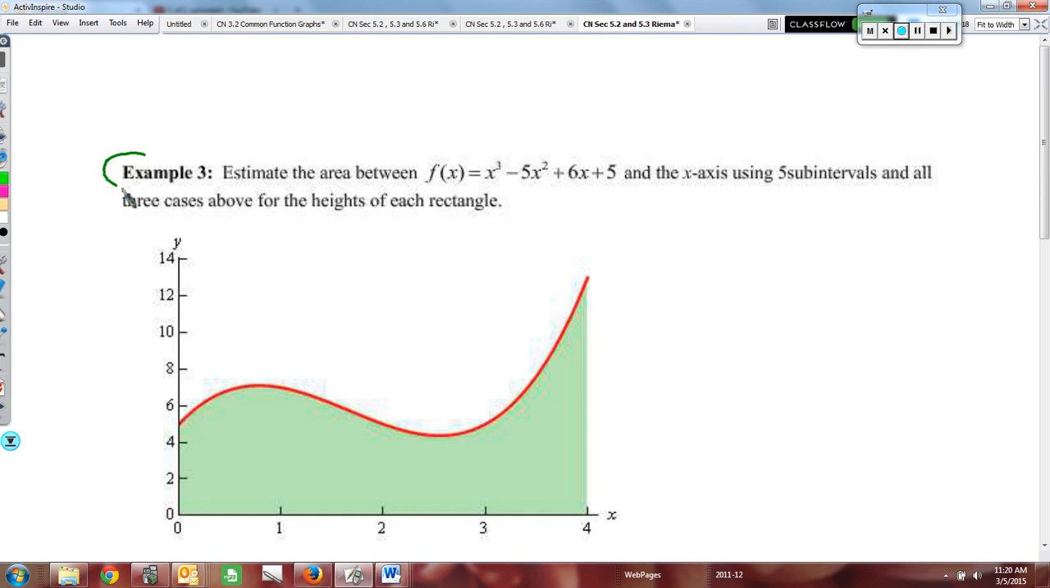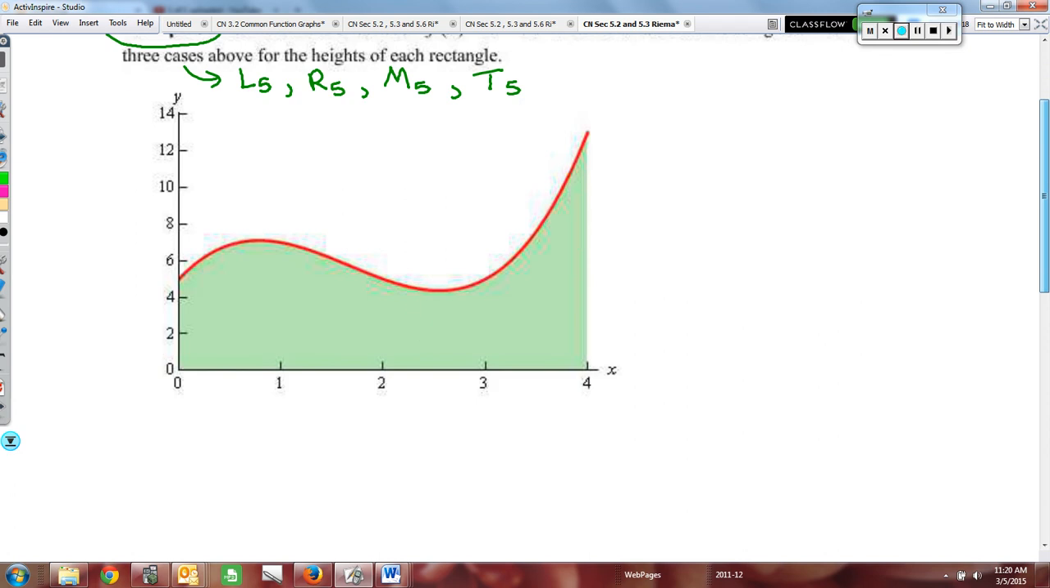Now, example 3, I'm going to leave for you to do on your own. You would estimate this area, use 5 subintervals, and do the 3 cases. By 3 cases, I want you to do a left, a right, and a midpoint. And then at the end, go ahead and add in T5, so that we can practice doing that one. So this one I'm going to leave for you to do on your own.